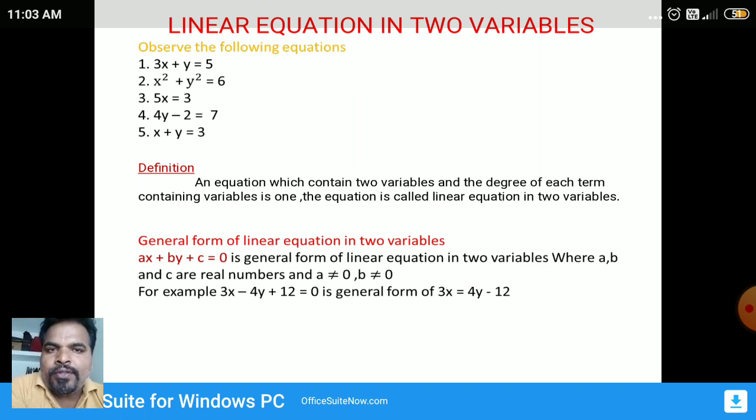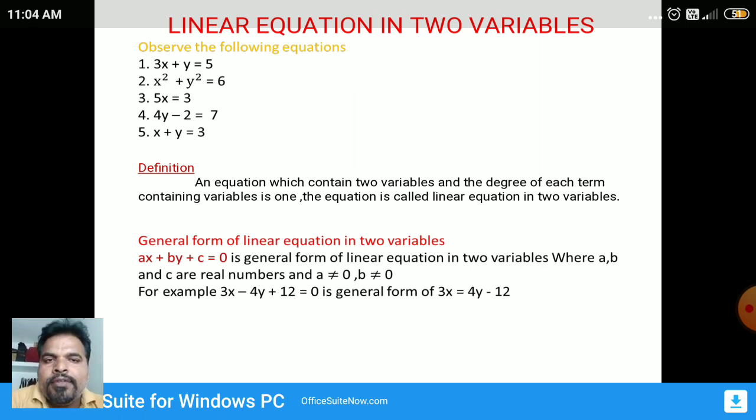Also in equation number 5, the first term is x, and the degree of this x is 1. The second term is y, and the degree of this y is 1. So the equation x plus y is equal to 3 is a linear equation in two variables.